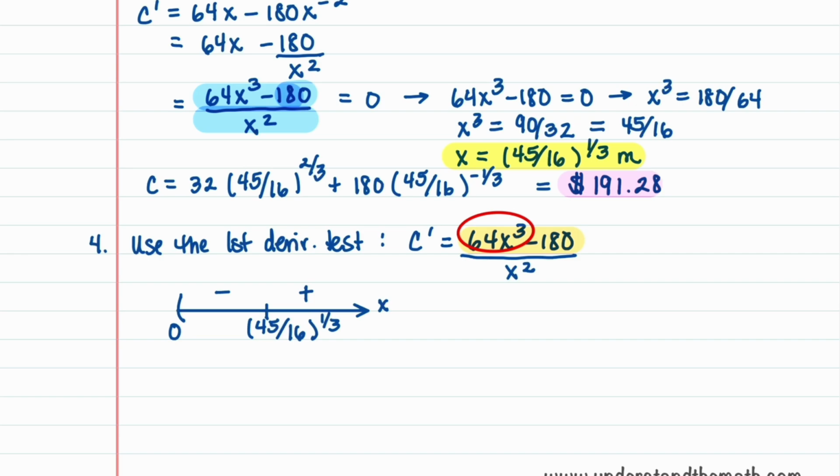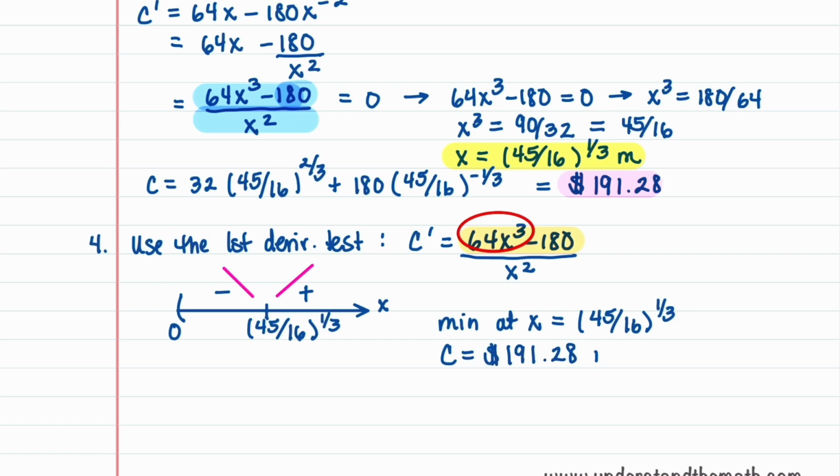This means that our function, which is our cost function, is going to be decreasing in this region and increasing in this region. And we can see that we then have a min at x is equal to our critical point. So let's write down that we have a min at x is equal to 45 over 16 to the 1/3. And we'll write down that C is equal to $191.28 is a minimum. We'll go ahead and highlight that because that's really important.